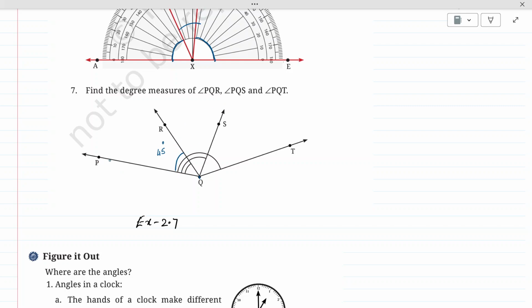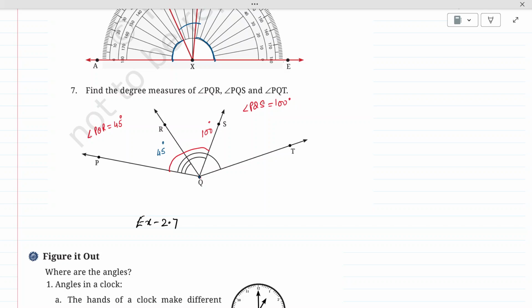Next we have PQS, wait, I'm erasing this one. So PQS is this angle. Okay, PQS. Again, we will keep the center here and we will try to measure along this arm. We will keep the center in line with this and we will see where this lies. It will be around 100 degrees. So this particular angle PQS, I'm writing here, angle PQS is 100 degrees. Angle PQR is 45 degrees.